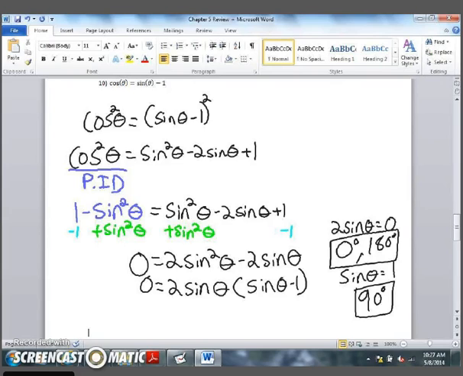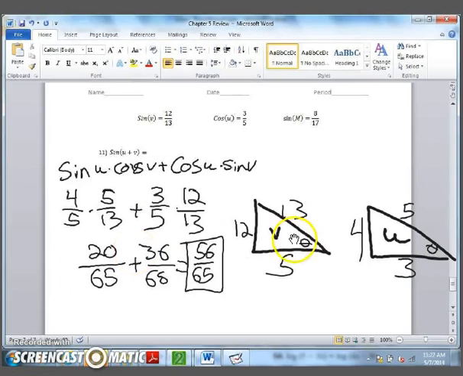And when I do that, I get 2 sine of theta equals 0 and 180 degrees, and the sine of theta equals 1. Now when I do this, you look on your unit circle for those values, or you give the radian equivalent.